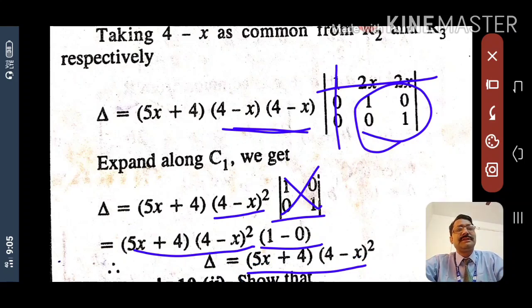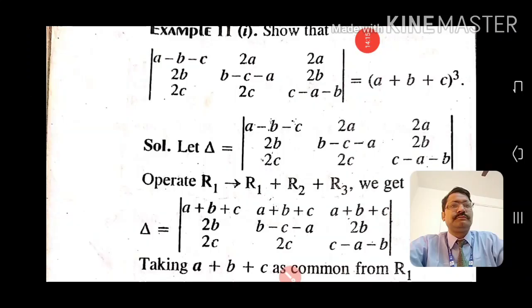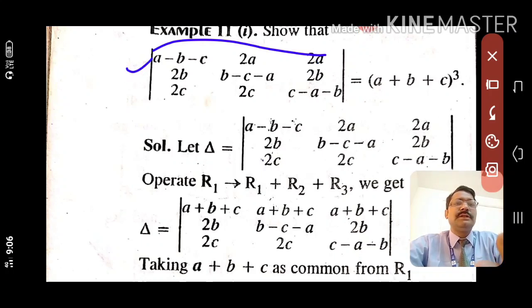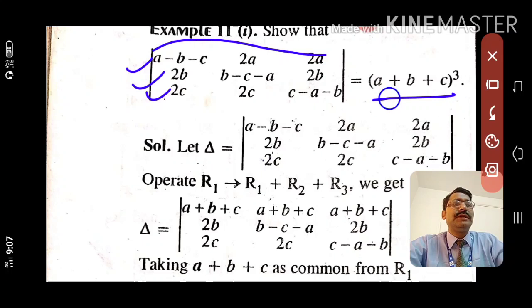This is a very good question. In this question, the first row is a minus b minus c, 2a, and 2a. The second row is 2b, b minus c minus a, and 2b, and the third row is 2c, 2c, and c minus a minus b. You have to prove that this is equal to a plus b plus c to the power 3.